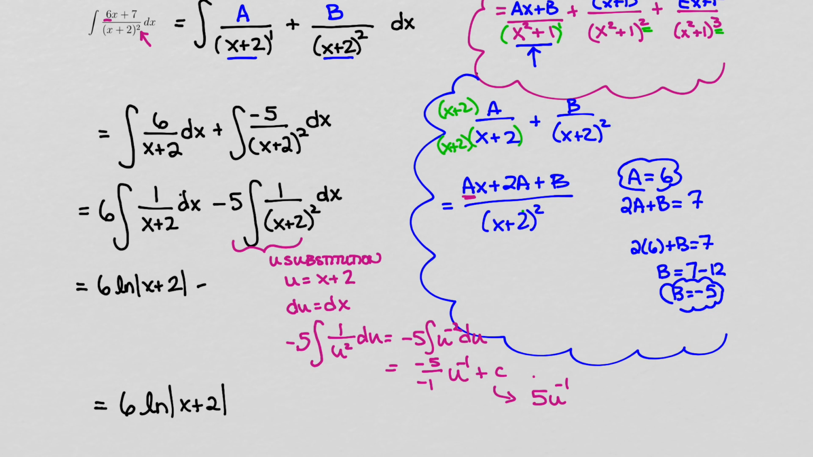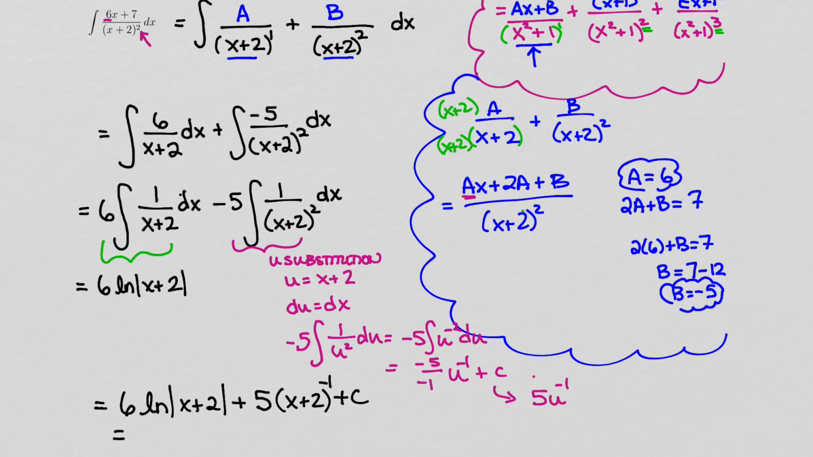of the absolute value of x plus 2 plus... Wouldn't it be like 1 over 5x plus 10? Hang on, I get plus 5 times u to the negative 1, which is x plus 2 to the negative 1. I distributed the 5 in.